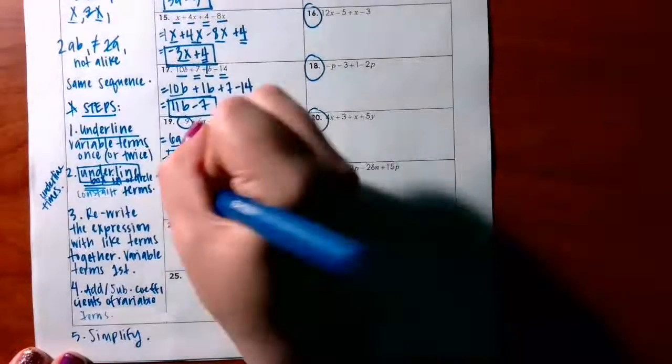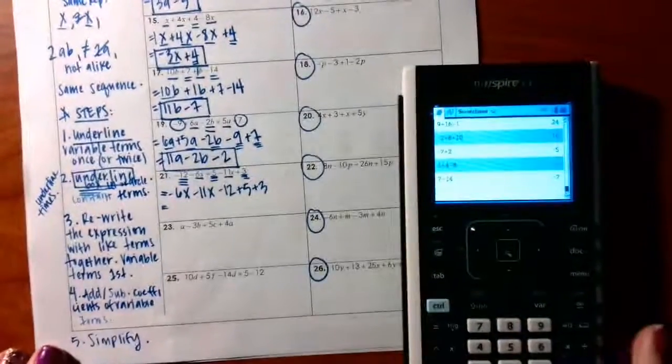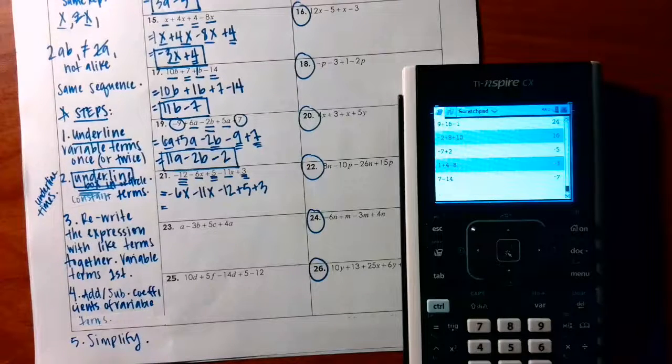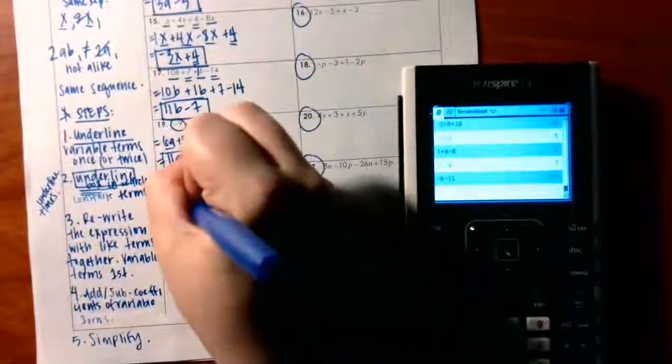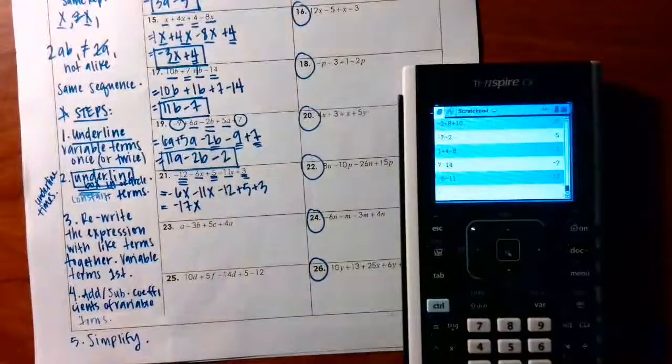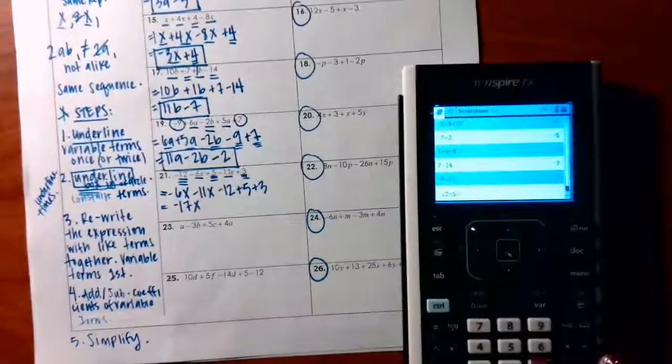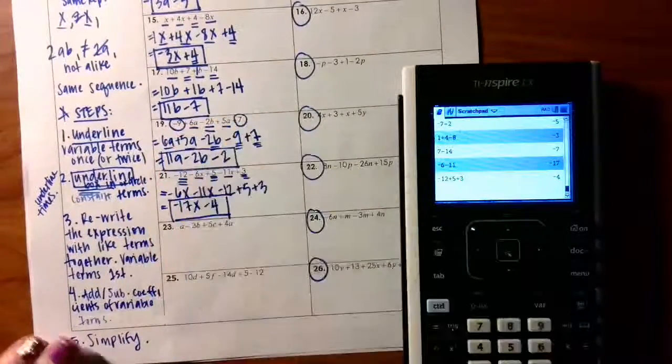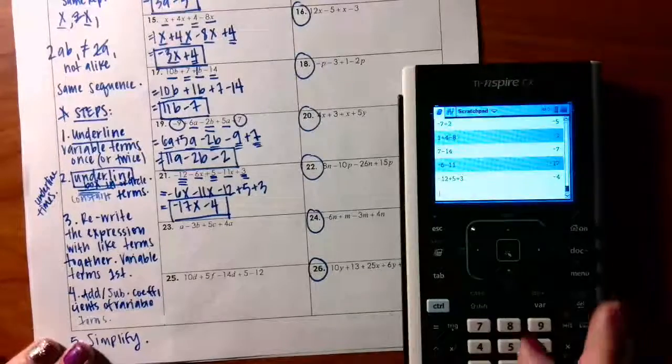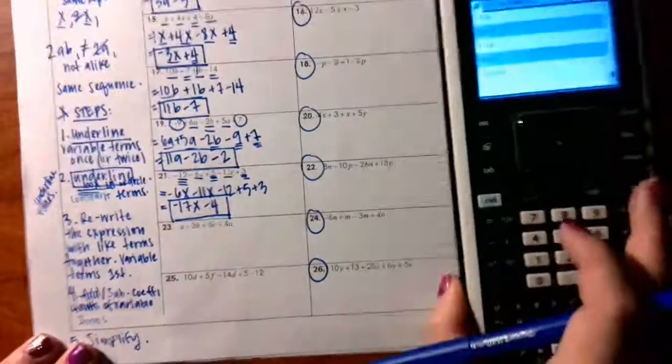Now I'm just going to combine my like terms. Now, use your calculator. Make sure that you're using your calculator. So I'm going to do negative 6 minus 11. That gives me negative 17x. Minus 12 plus 5 plus 3, negative 4. If you're using your calculator right, or if you have a personal scientific calculator, this is really going to come in handy. Make sure you're using your calculator and you're doing the negatives right.